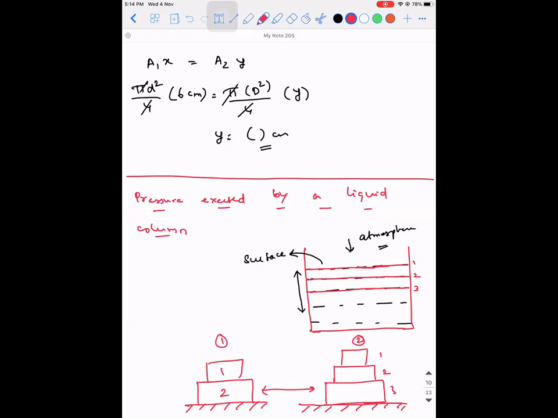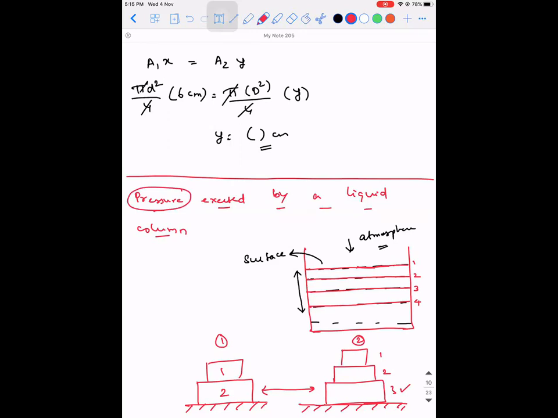Why? Because it has more mass on top of it. Yes, it is bearing more weight on top of it. So you have to visualize it like this only. Layer 3 has 2 layers above it. Layer 2 has 1 layer above it. Similarly, layer 4 has how many layers above it? It has 3 layers. So as you keep moving down, the pressure in the liquid column will keep increasing. That is why we call it pressure exerted by a liquid column.